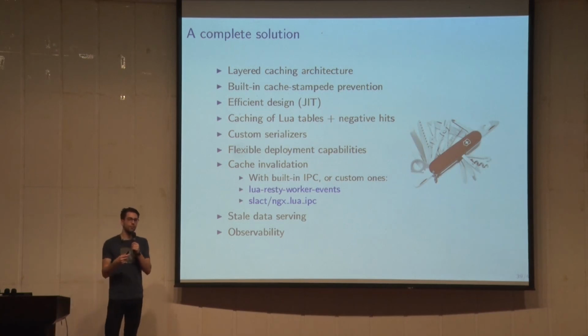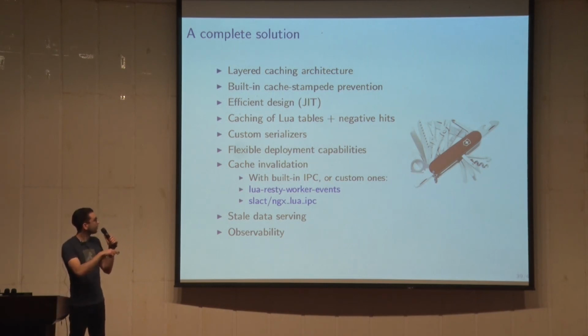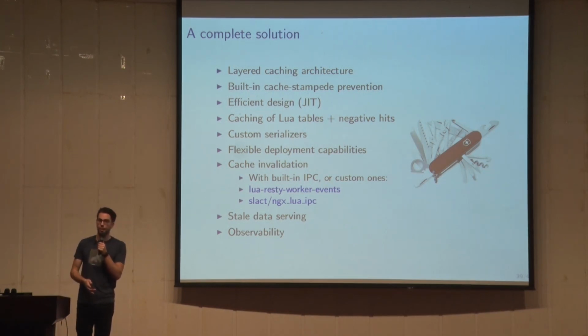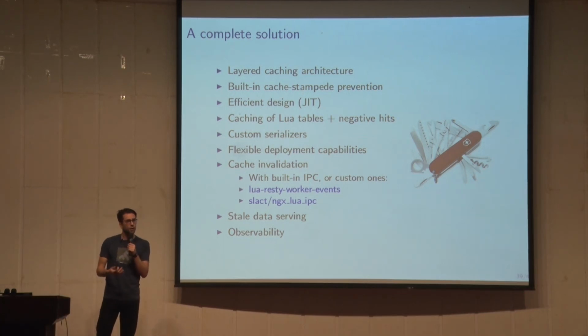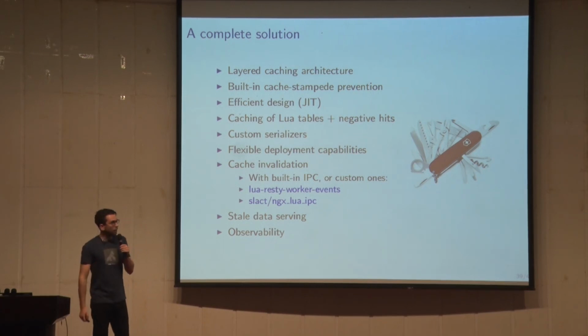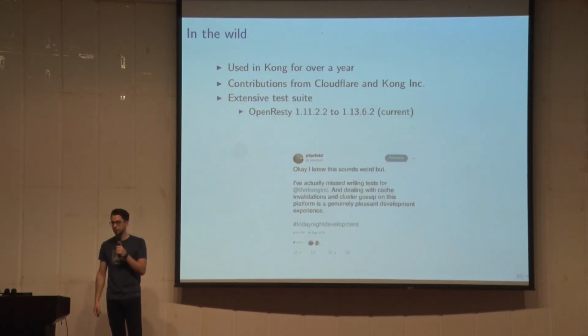Okay, so we have a pretty complete solution. Lots of features. Most of them are essential to any OpenResty application that does caching, and like we talked about, it's mostly all of them, including observability features that are really essential and hopefully can take the library to the next step and provide the best caching implementation.